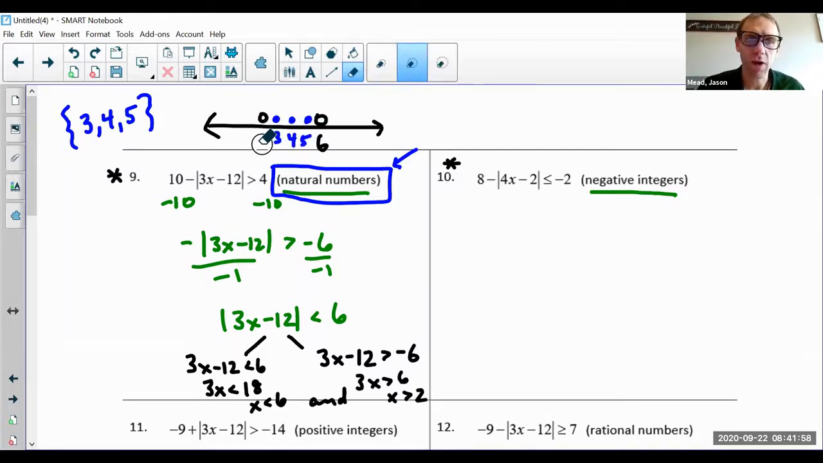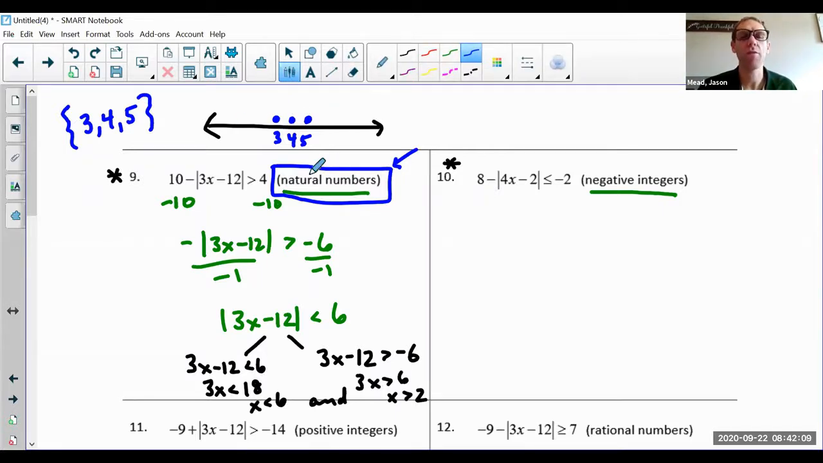So I would graph the answer kind of like that. I only have 3 points as my answers. So that's kind of what happens when I have a restricted domain. I have to look at it. It was 2 to 6, not including 2 or 6. What things inside of 2 and 6 are natural numbers? And that would be 3, 4, and 5.